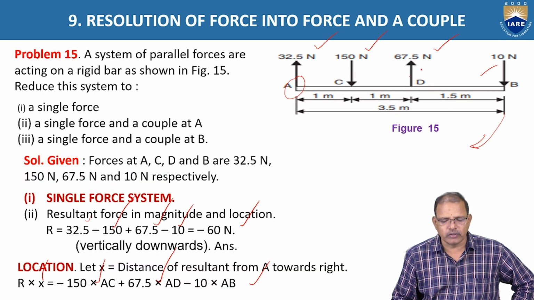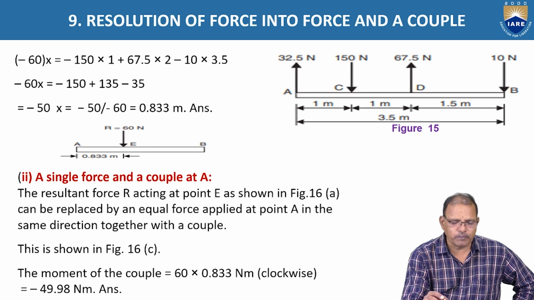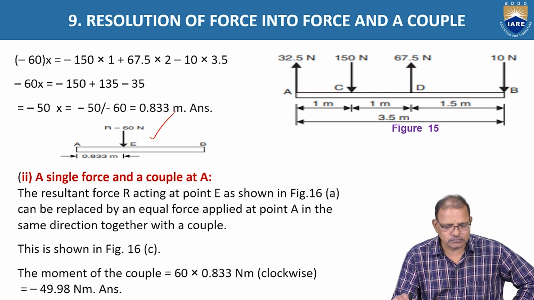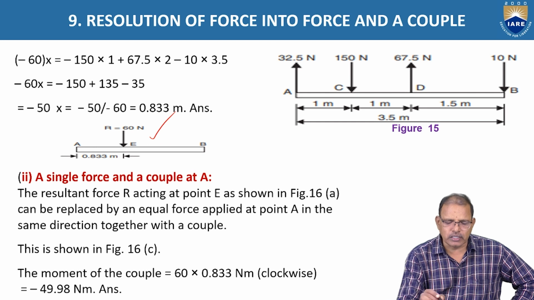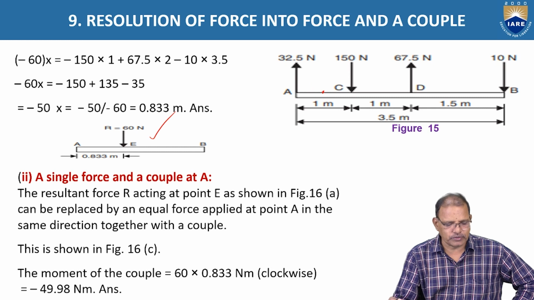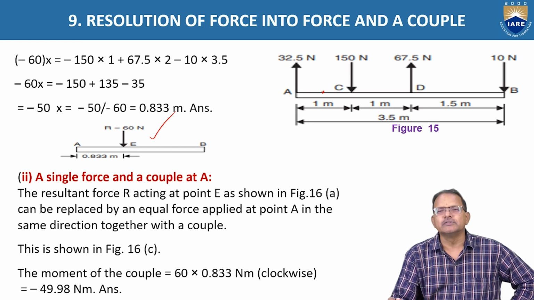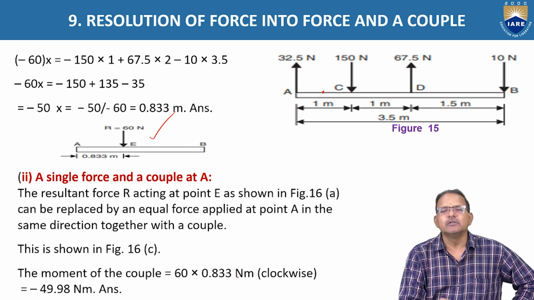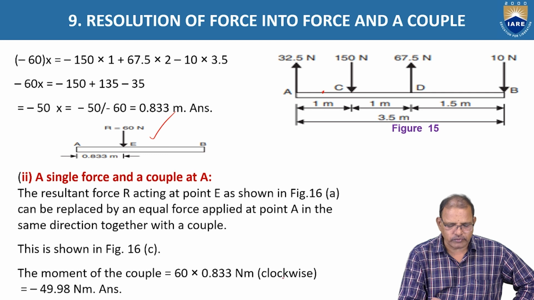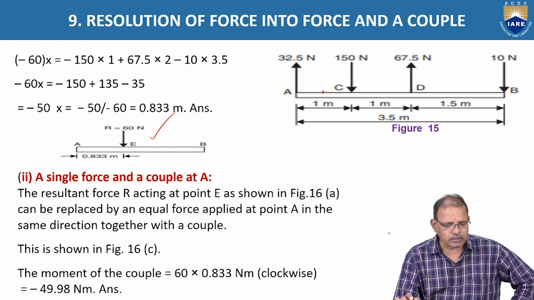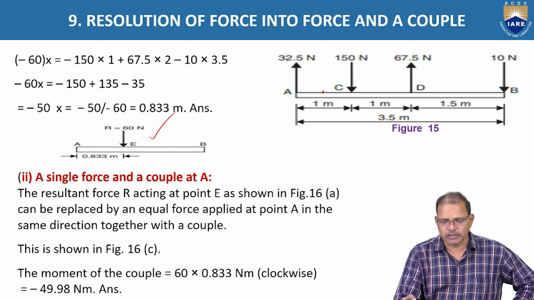That means all these forces can be replaced with a single force of 60 newtons acting in downward direction at a distance of 0.833 meters, as shown in figure. Now, a single force and a couple at point A. We are shifting this force to position A as shown in figure. So the magnitude of the couple is equal to 60 into 0.833, that is the distance given. It tends to rotate the body in clockwise direction, which is equal to 49.98 newton meters.